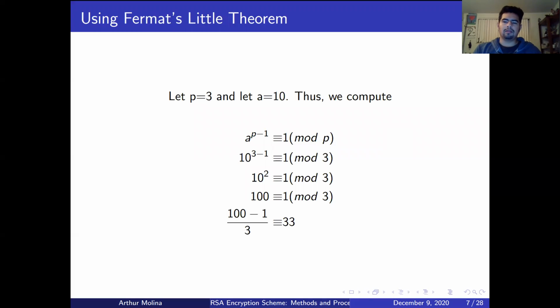We can then consider an example using Fermat's Little Theorem. We let p equal 3, which is prime, and let a equal 10, and 3 and 10 are not divisible. So overall, we reach the result of 10^2 equivalent to 1 mod 3 using Fermat's Little Theorem. And for the final step, we have (100 minus 1) divided by 3, which is equivalent to 33.